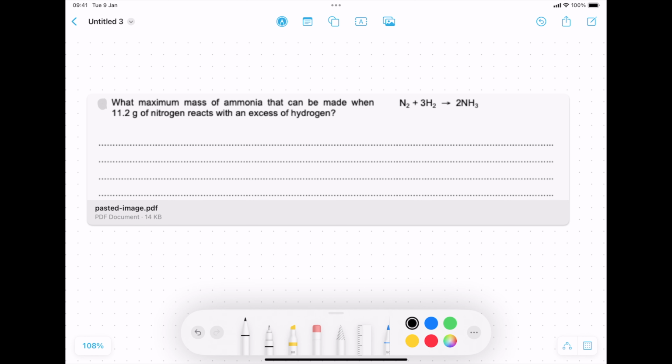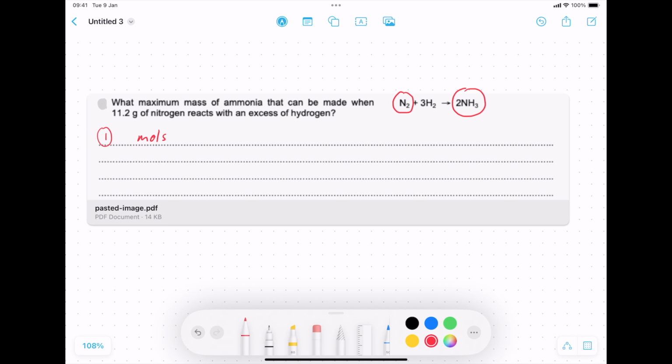So step 1, circle the 2 things discussed in the question. So it says, what maximum mass of ammonia can be made when 11.2 grams of nitrogen reacts with excess hydrogen? So I've circled the nitrogen and I've circled the ammonia because the thing they want is ammonia and the thing that we have information on is nitrogen. So I'm using the word thing, just trying to keep this as basic and as straightforward and not complicate the language. So step 1, let's work out the moles.